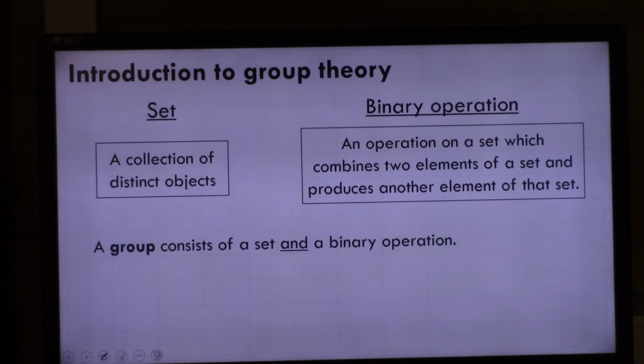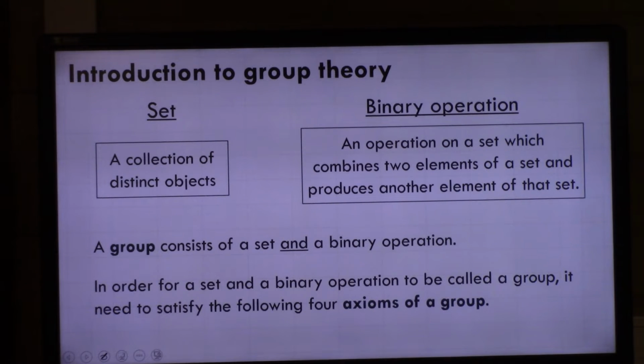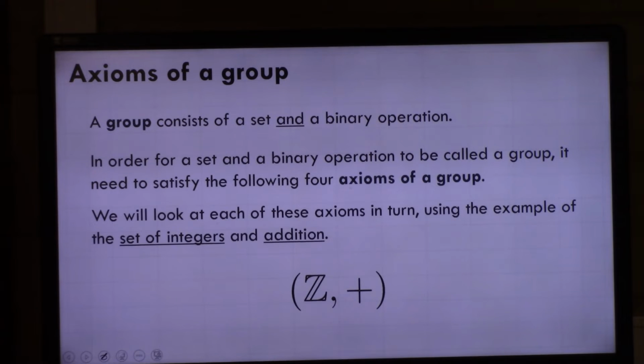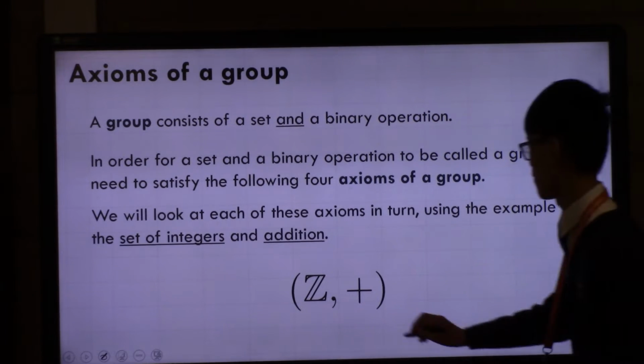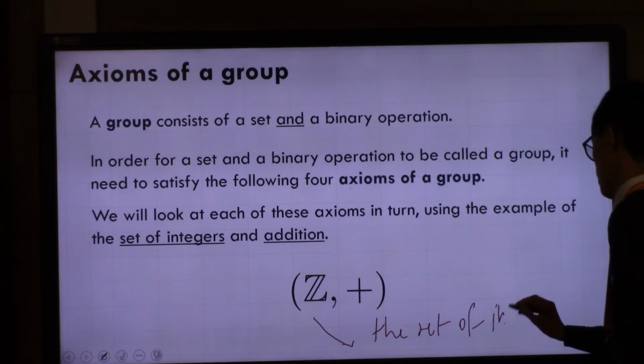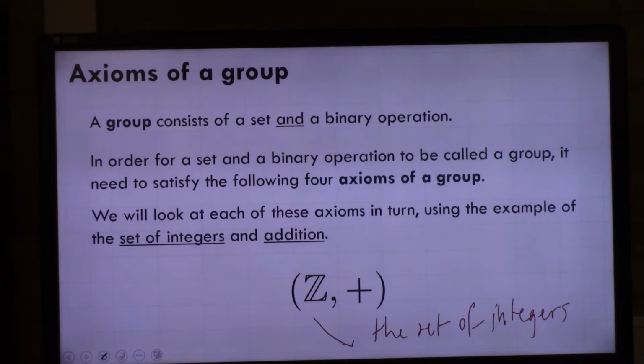So a group consists of a set and a binary operation together. And in order for a set and a binary operation to be called a group, it has to satisfy 4 axioms of a group, and we'll get into that now. Okay. And we will look at each of these with the set of integers. I don't know if any of you have seen that notation before. Z. That represents the set of integers. Okay. And that's obviously addition. You've all seen that before.